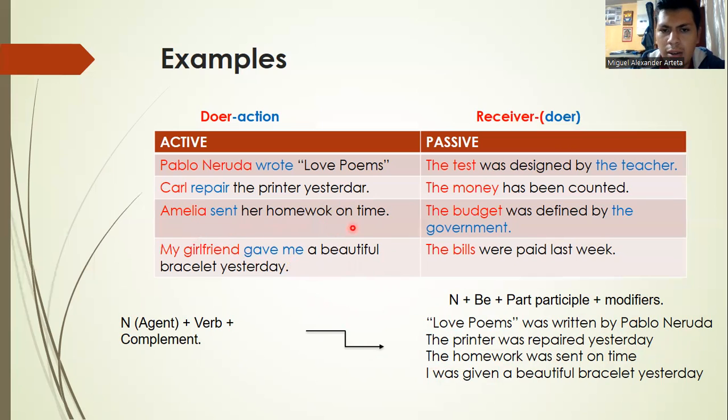The other example: "Amelia sent her homework on time" from active voice, changing to passive, we have "The homework was sent on time." We don't say the doer, the action. And finally, changing from active voice, "My girlfriend gave me a beautiful bracelet yesterday," changing to passive, we have "I was given a beautiful bracelet yesterday." We don't define the doer. We only highlight the receiver of this action.